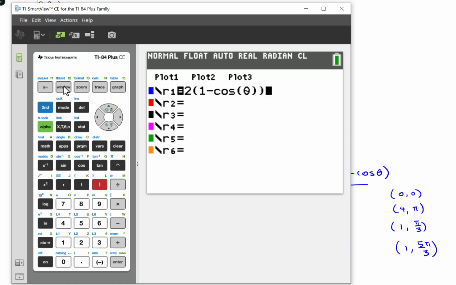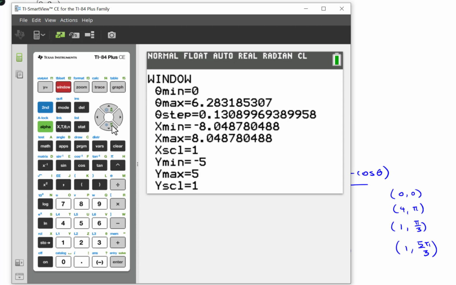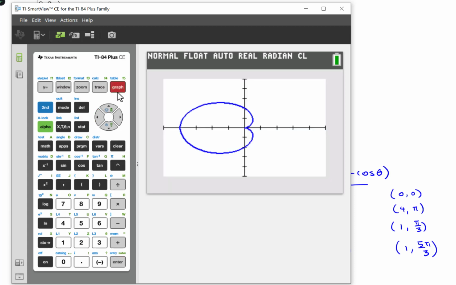And I'll check my window settings just to make sure that's appropriate. 0 to 2 pi, that's good. I think I'll just do negative 5 to positive 5 on the x and the y. So when I graph it, here's what my curve looks like.